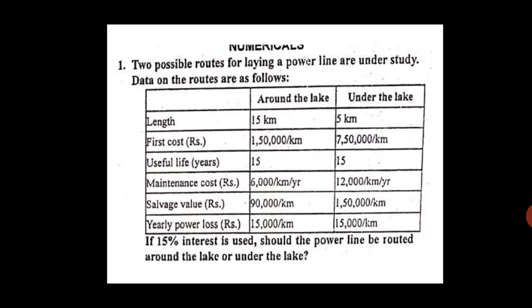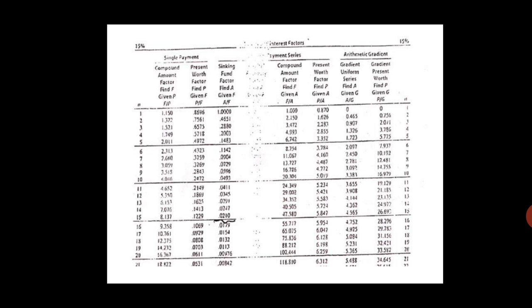So you have got two proposals to lay the cable. One is around the lake and the second is under the lake. If you take it around the lake, it is a long distance, almost 15 kilometers. If you take it under the lake, it is only 5 kilometers. So the cost around the lake is less, 1.5 lakhs per kilometer, whereas it is 7.5 lakh per kilometer under the lake. So now there are two proposals from which you are going to select.